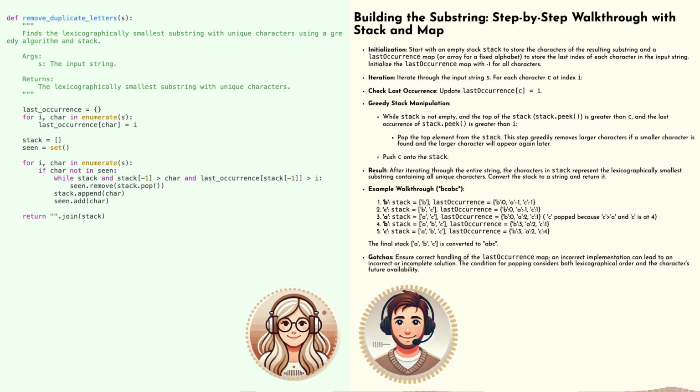So we've reached the end of our string, and our stack contains the letters A, B, and C, in that order. To get our final substring, we just pop the elements off the stack in reverse order. And voila, we have ABC.